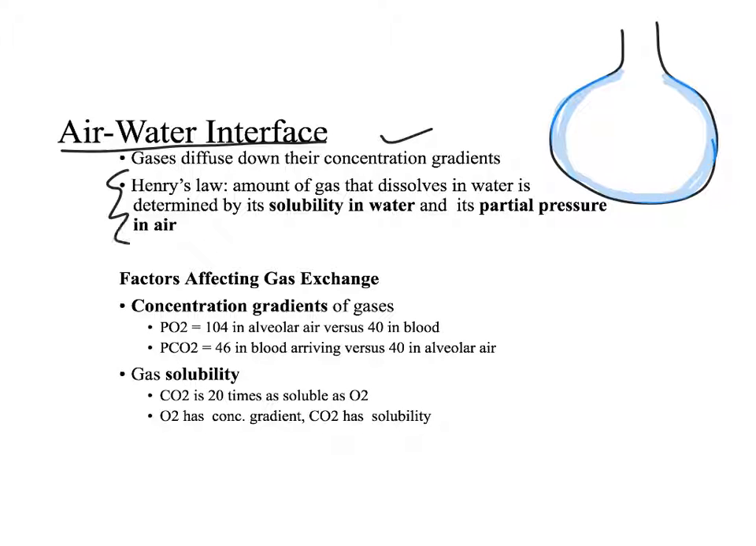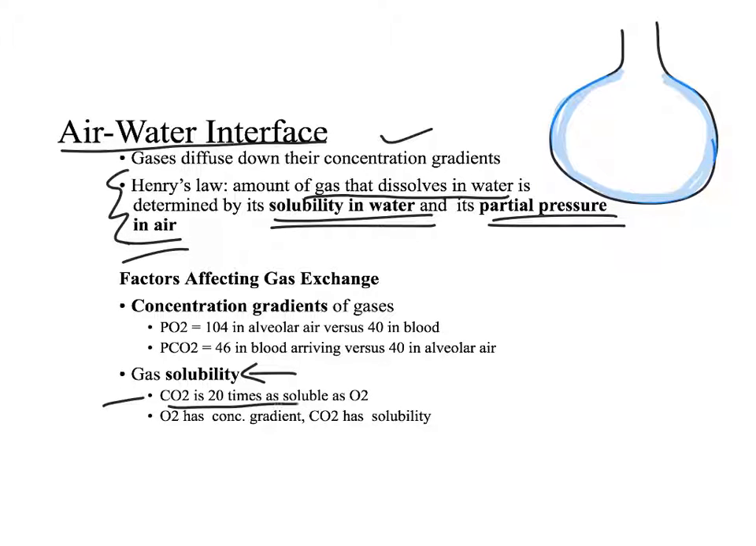Now Henry's law states that the amount of gas that dissolves in water is determined by how well it dissolves in water, its solubility in water, and its partial pressure in air. It turns out that carbon dioxide is really, really soluble in water. It's 20 times as soluble as oxygen. But oxygen in the air has a higher concentration gradient. So what's going to happen is the oxygen and the carbon dioxide will actually move at the same rate.